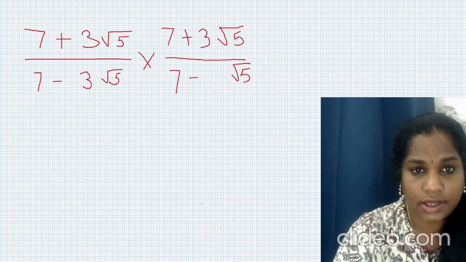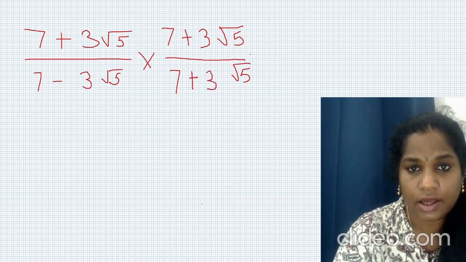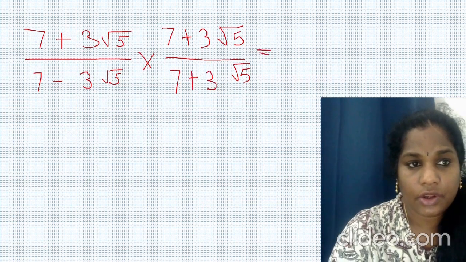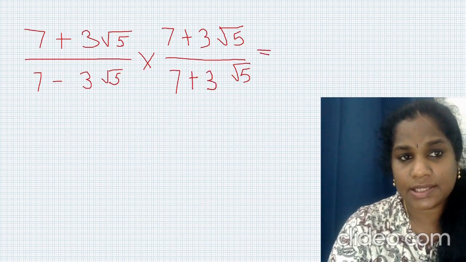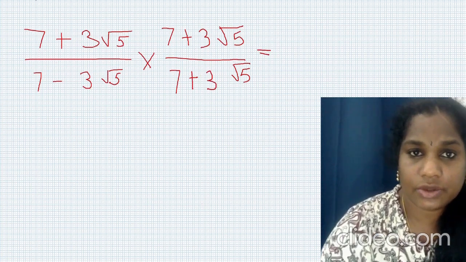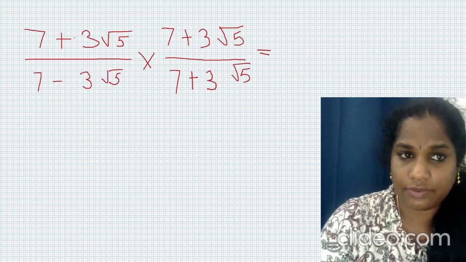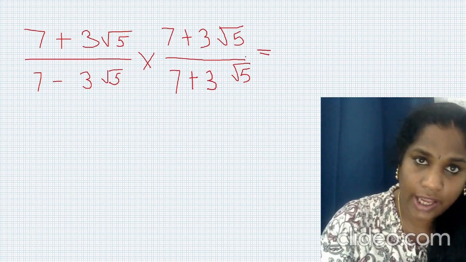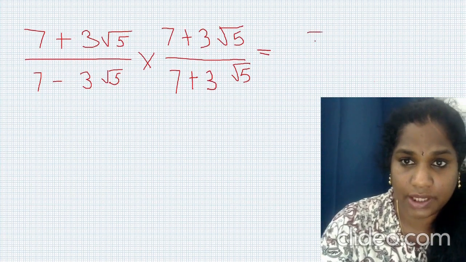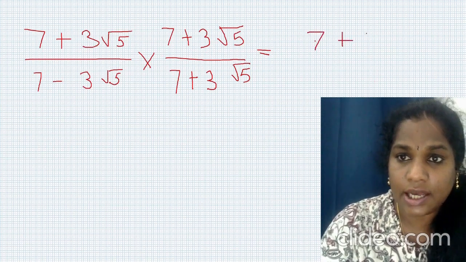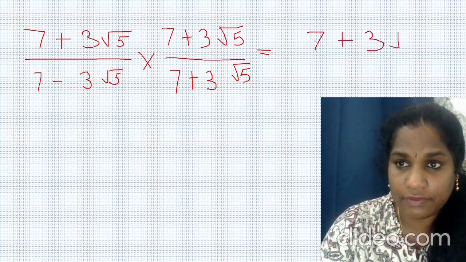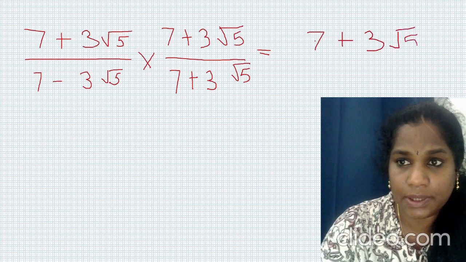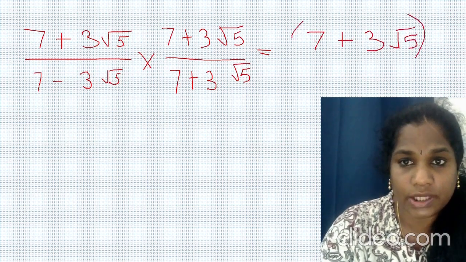This is 7 plus 3 root 5. Let us just see. Now you will see 7 plus 3 root 5 into 7 plus 3 root 5. What is it? A plus B into A plus B. So that will be 7 plus 3 root 5 whole square. Simple. There is nothing more to be done here.